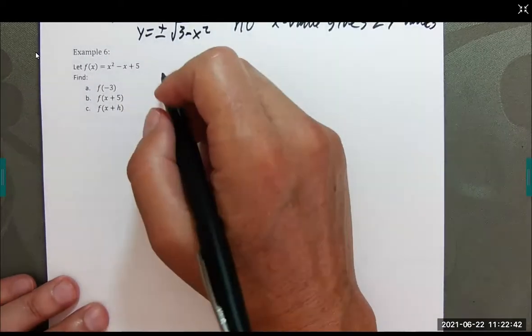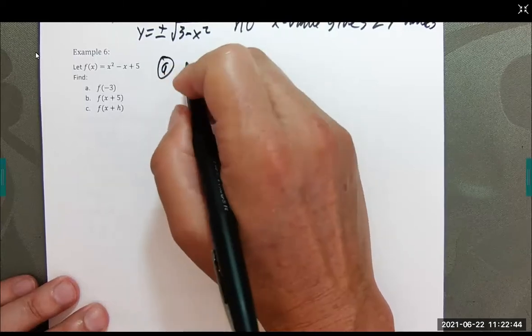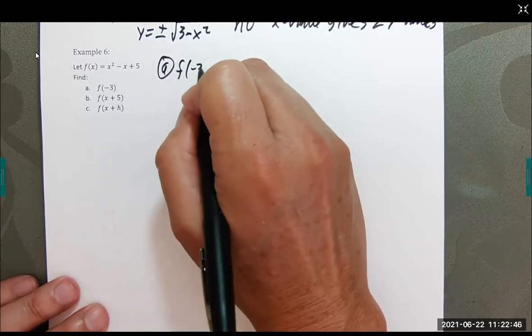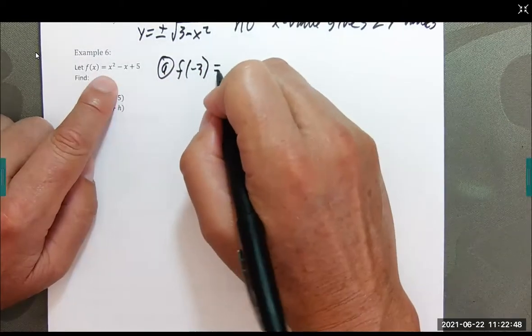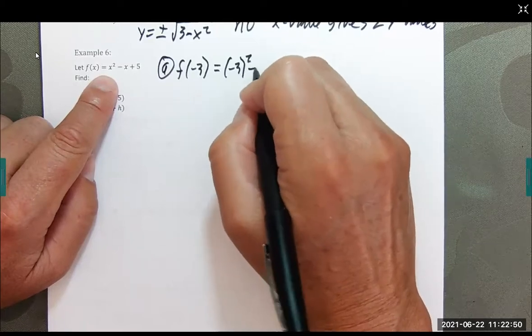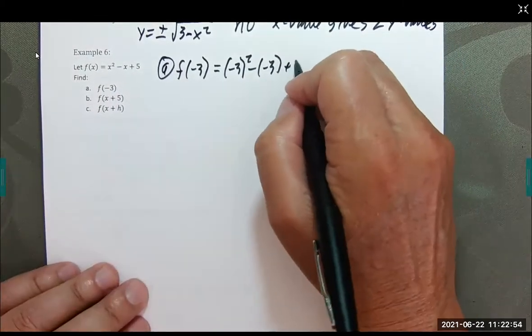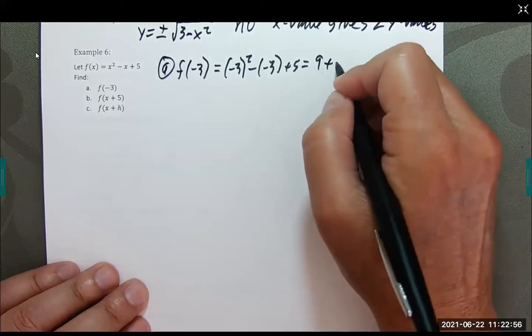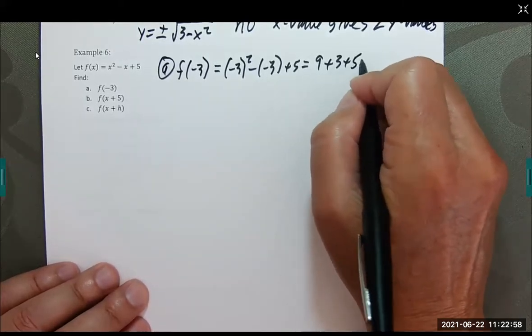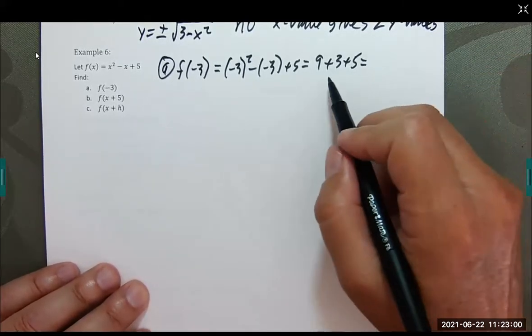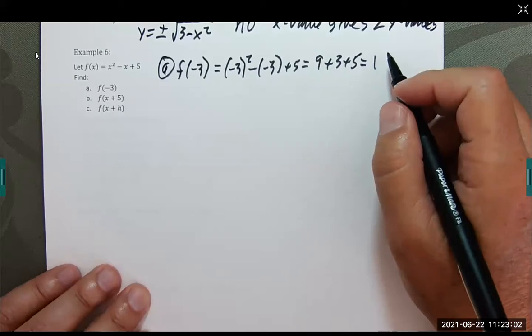All right, so part A, f of negative 3 means I'm going to replace each of these x's with a negative 3. Be careful here. We've got a double negative going on. That's just 17, it looks like.